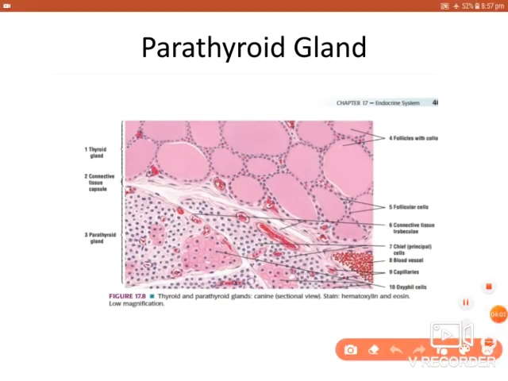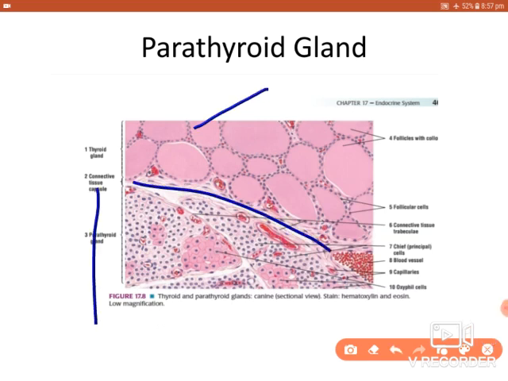Here you can see in the upper part the section of the thyroid. In the lower part you can see the parathyroid gland, a section of the parathyroid. Here also there is a thin capsule. It is sending septa, which divide the gland into lobules. This is highly vascular. You can see fenestrated capillaries in between the glandular cells. Here the cells are arranged in the form of cords or clumps.